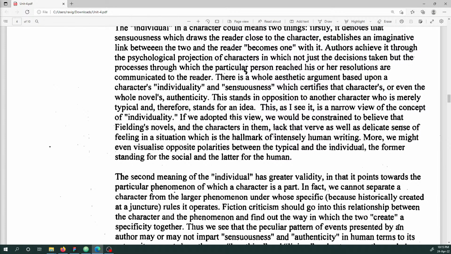The second meaning of the individual has greater validity in that it points towards the particular phenomena of which a character is a part. In fact, we cannot separate a character from the larger phenomenon under whose specific, because historically created at a juncture, rules it operates. Okay, we need to read this again.